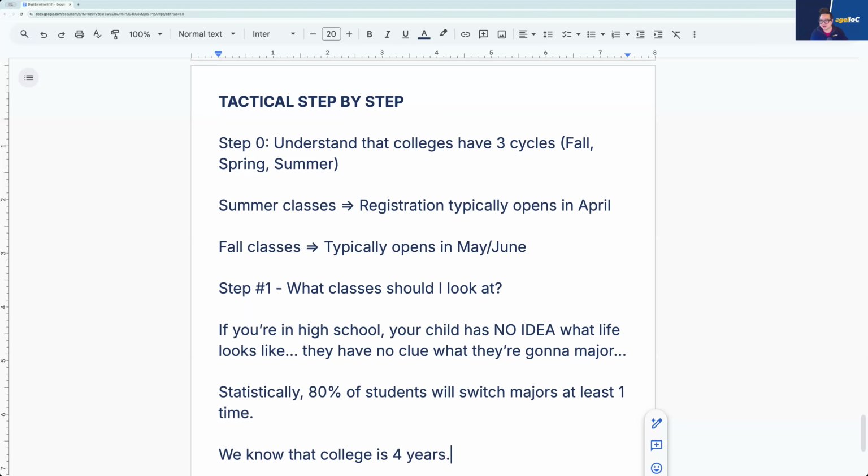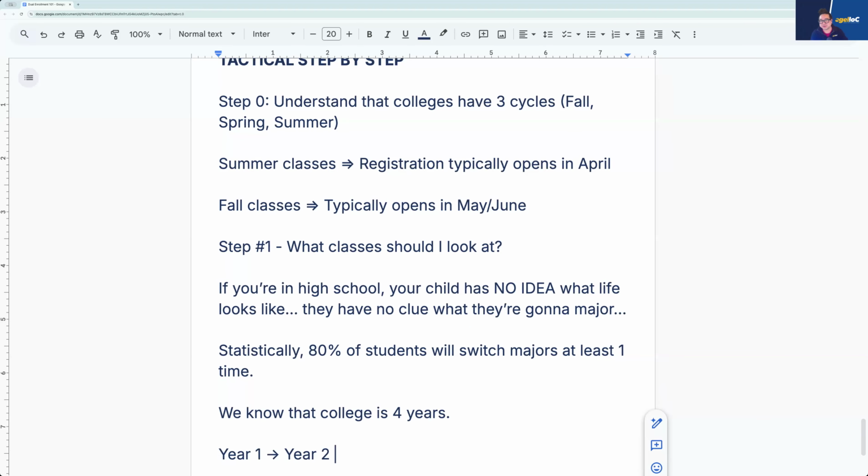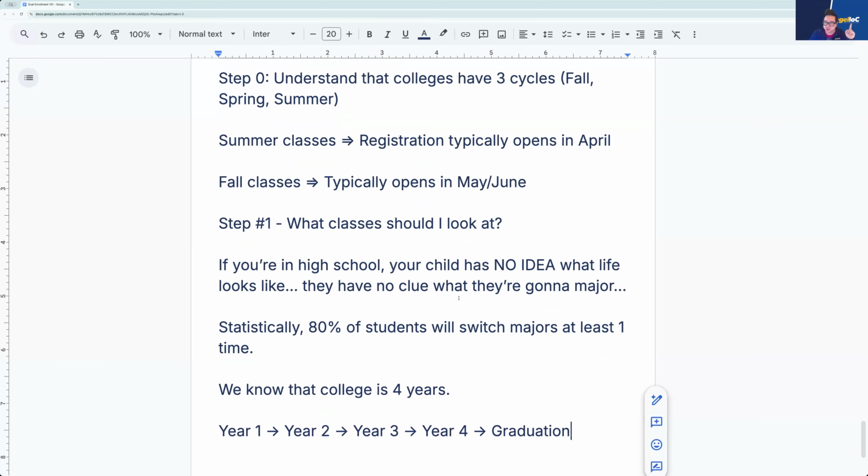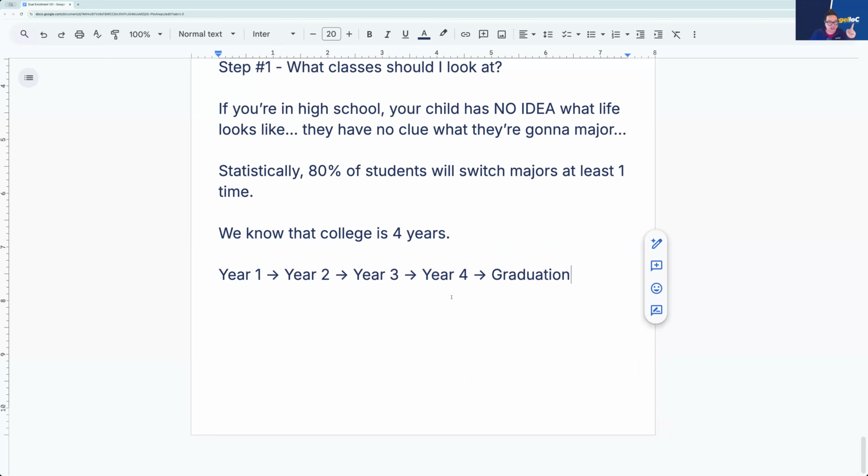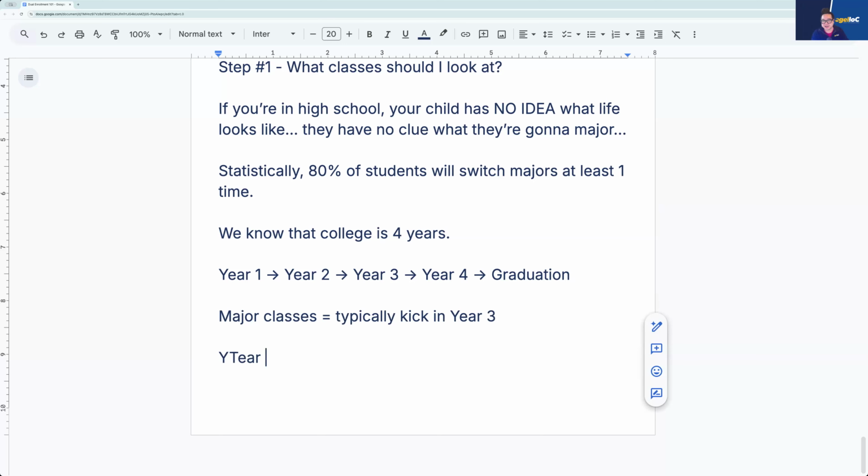college is 4 years. There's year one, year two, year three, year four, and then graduation. That's how college works. Does anyone know when you really start taking your major classes? Major classes typically kick in year three. Whoa, Coach Tony, if I start my major in year three, what about year one and year two? Year one and year two are your general education classes, no matter what major you are.